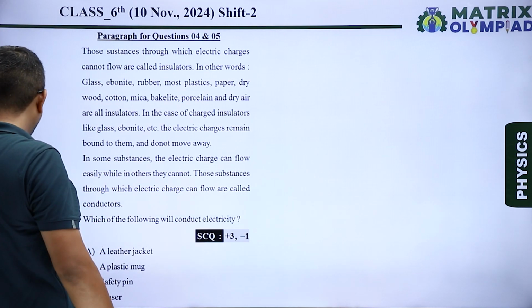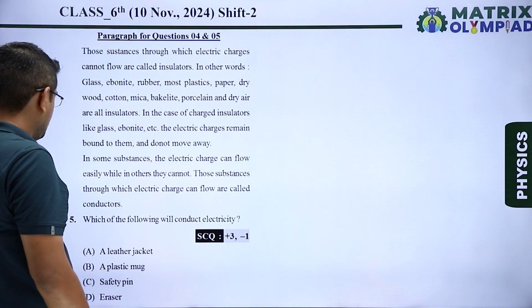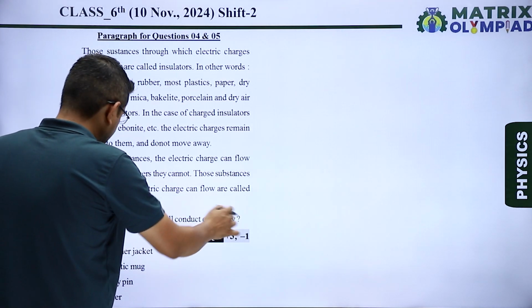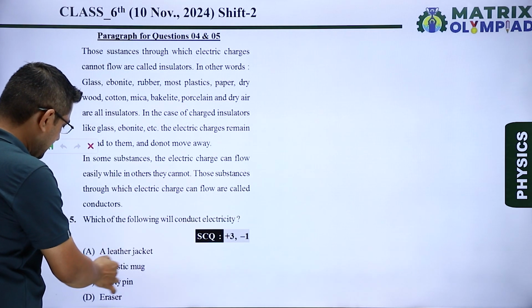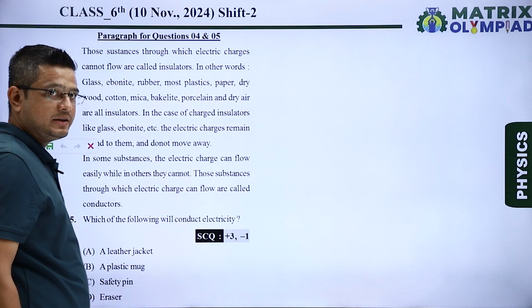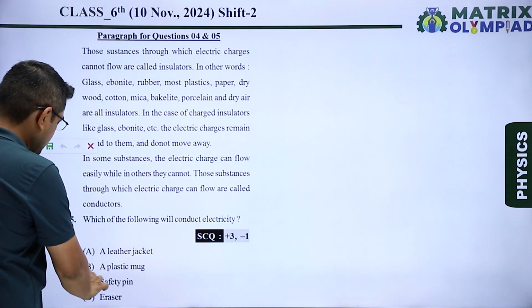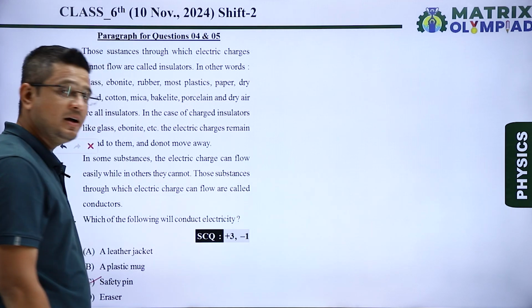Next question, number 5, based on the same paragraph. Which of the following will conduct electricity? As we know, leather, plastic and eraser are insulators, so they will not conduct electricity. Compared to these, a safety pin will conduct electricity. So C is our correct answer.